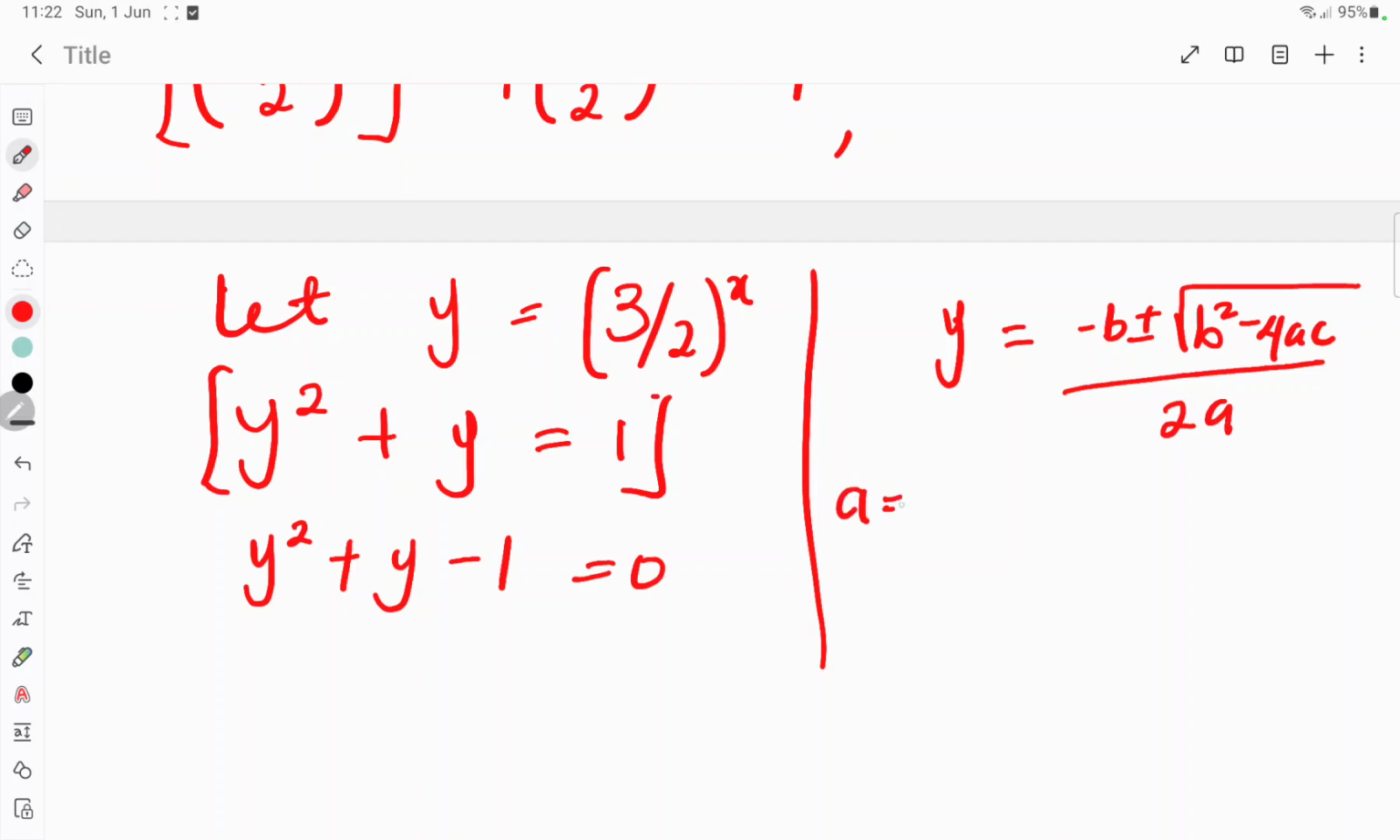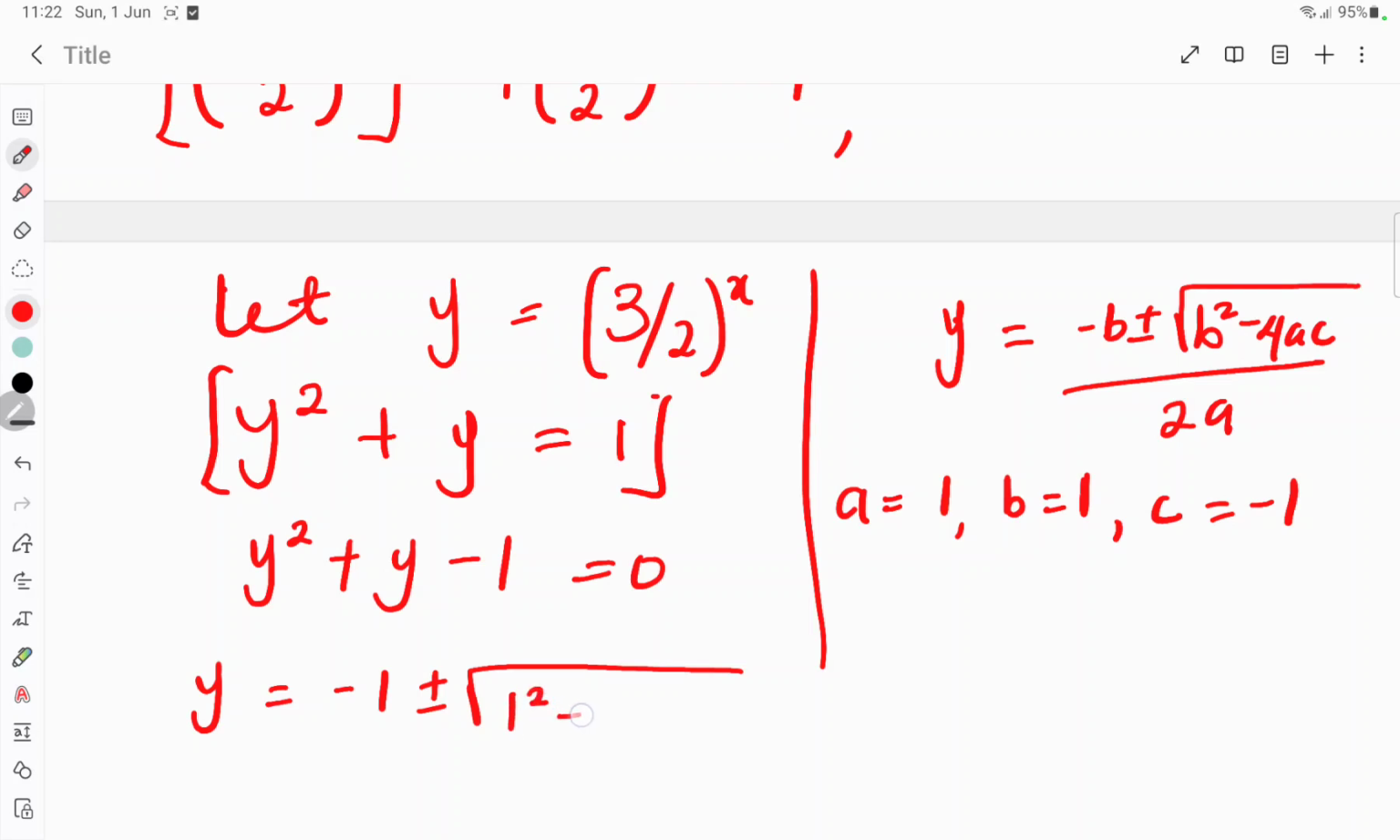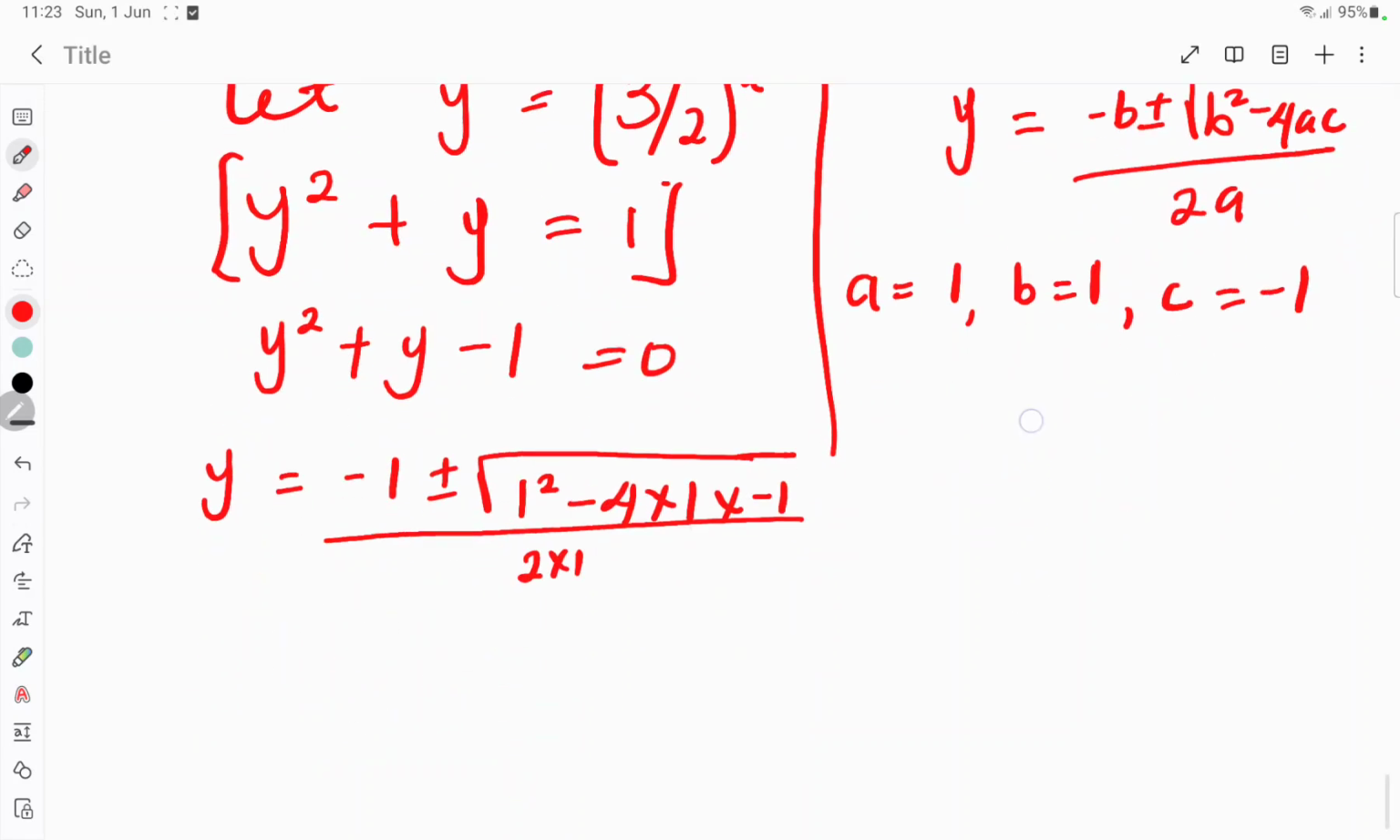So here a is 1, b is the middle term, which is also 1, and c is equal to minus 1. So on getting this, you can see that y will be equal to minus 1 plus or minus the square root of 1 squared minus 4 times a is 1, c is minus 1, then divided by 2 times 1.